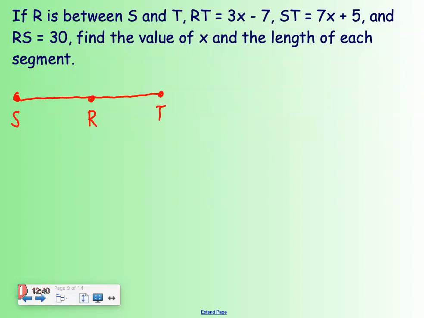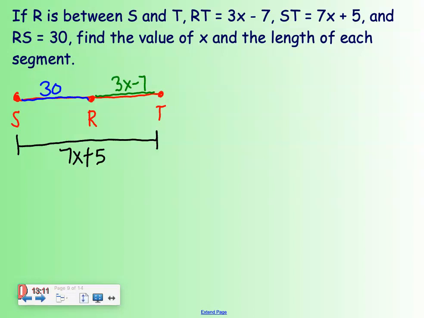Now let's label. It says RT is 3x minus 7, and RS equals 30. What else did I miss? Oh, and ST, there it is. And the whole thing from S to T is 7x plus 5. So now we have the exact same problem we just did before, but this time we're asked to find x and the length of every segment.